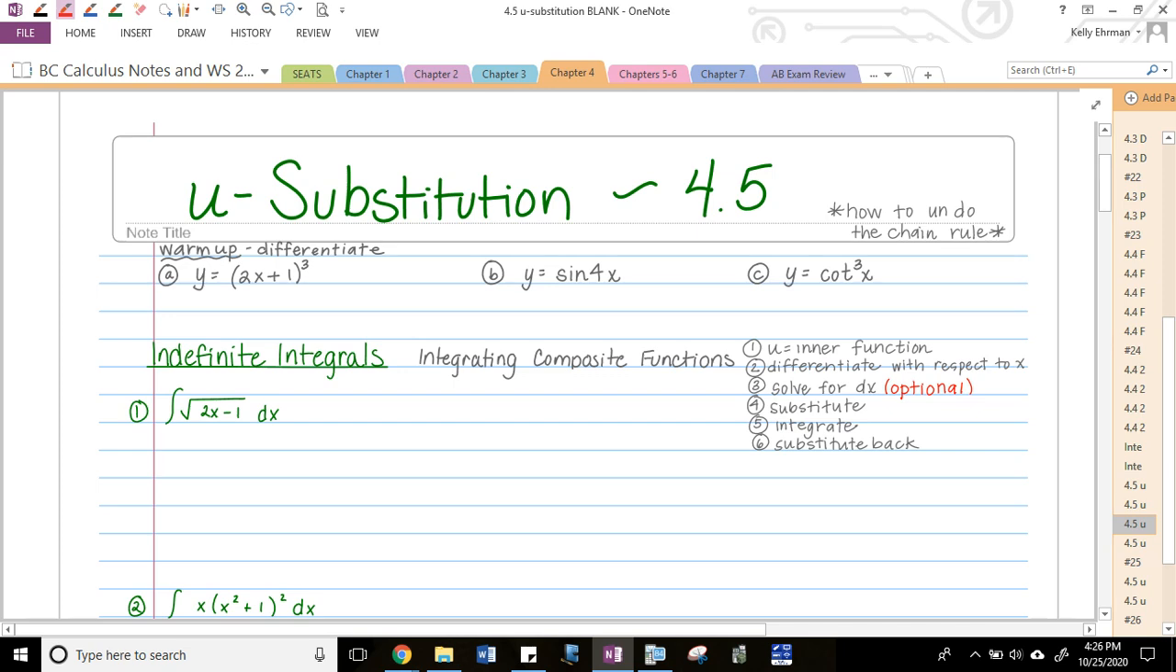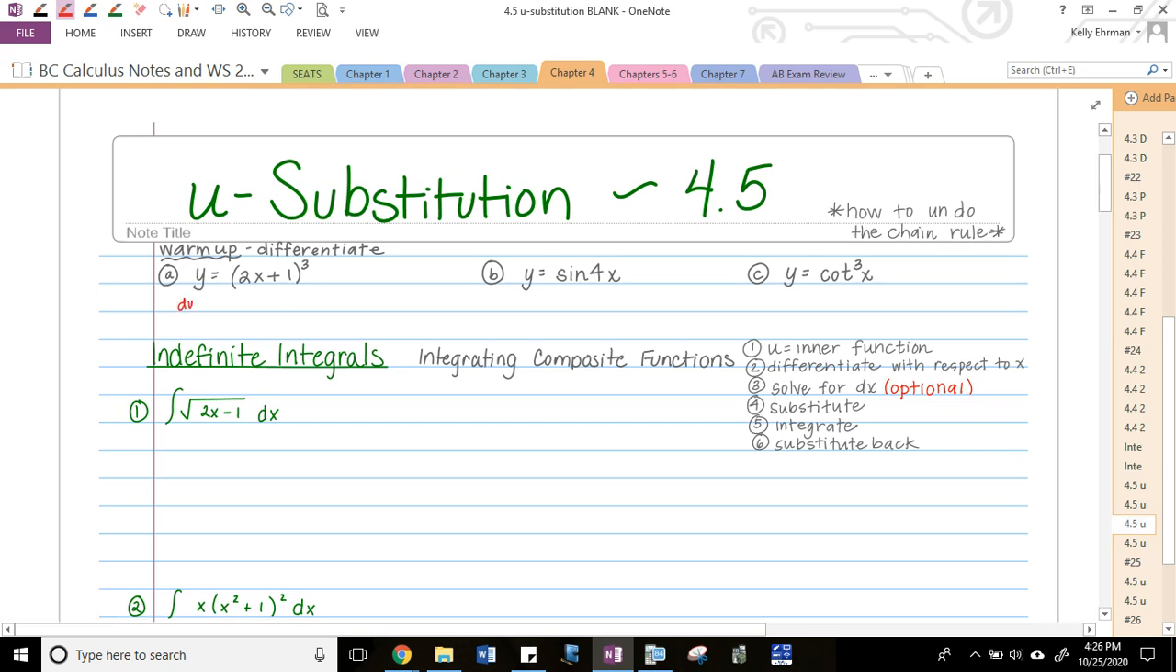So before we get into integrals, let's remember how to do chain rule with derivatives. Differentiate each of these functions. So dy/dx for part A should be 3 times the quantity 2x plus 1 squared, times the derivative of 2x plus 1, which is 2. And we're not going to simplify each of these. We're just going to make sure we remember how chain rule works. For part B, y prime: the derivative of sine of something is cosine of that thing, so cosine of 4x, times the derivative of 4x, which is 4.